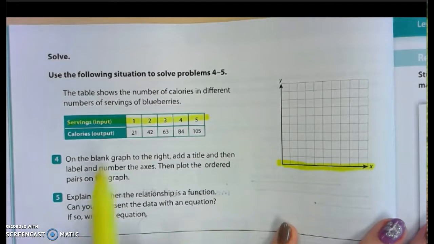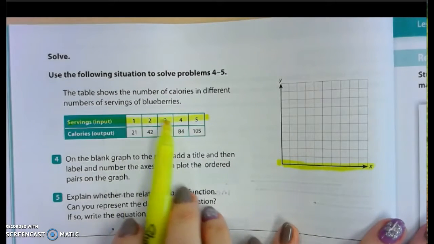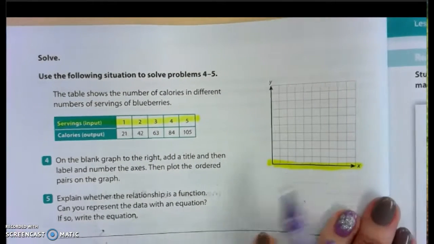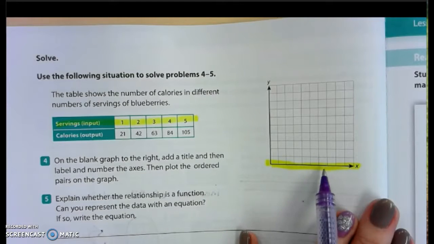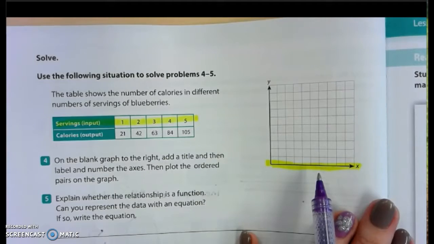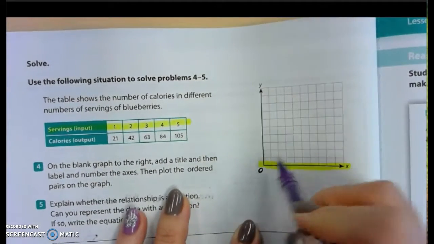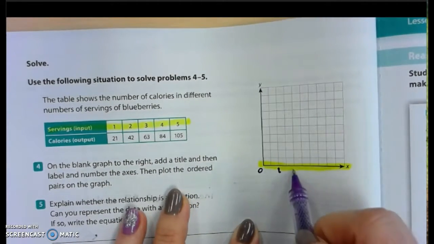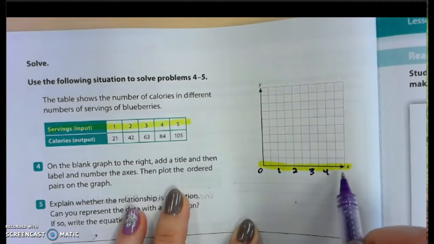Now, we have to show our inputs of 1 through 5. Now, you could go 1, 2, 3, 4, 5, 6, 7, 8, 9, 10, or you can spread it out so that your graph is a little bigger. I'm going to spread them out. I'm going to skip a space in between. 1, 2, 3, 4, 5.